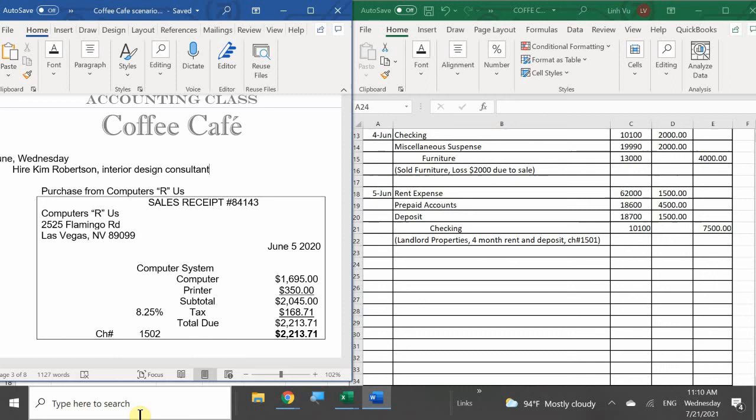It says purchase computer. We purchased a computer. So in this case, this is the receipt that we got from the actual physical store. We purchased from Computers R Us, okay? And this is the actual receipt that I received because I went to the store and picked it up myself and walked out the door with a computer and a printer, okay? So let's take a look here. We made a purchase of fixed assets, right? We bought a computer and we bought a printer.